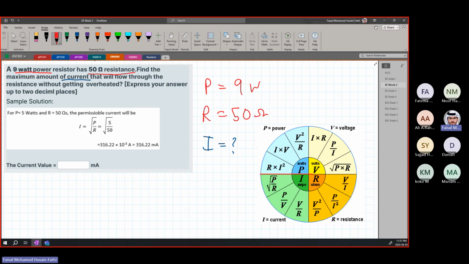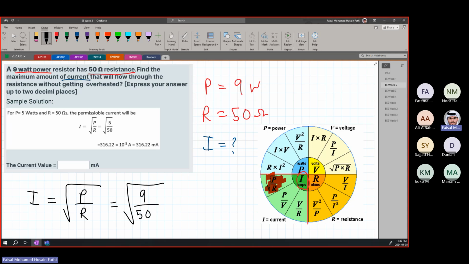So we look at this part of the circle. We want to find I, so we're going to look at the I. What are we given? We are given P and R. Which equation has P and R? It's this part, this equation has the P and the R. So we can write I is equal to the square root of P over R, meaning the square root of 9 over 50 ohms, which equals, sorry, how much is it, 0.42426 amperes.